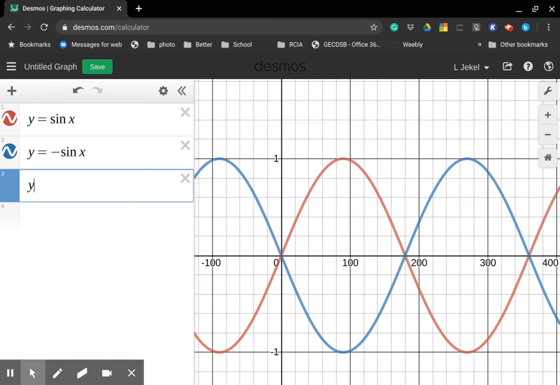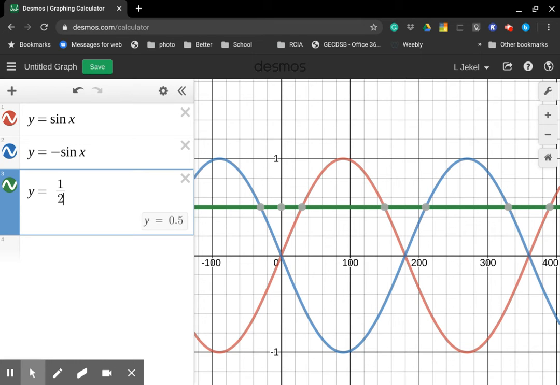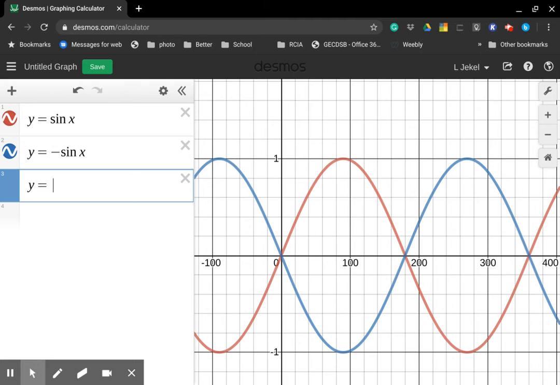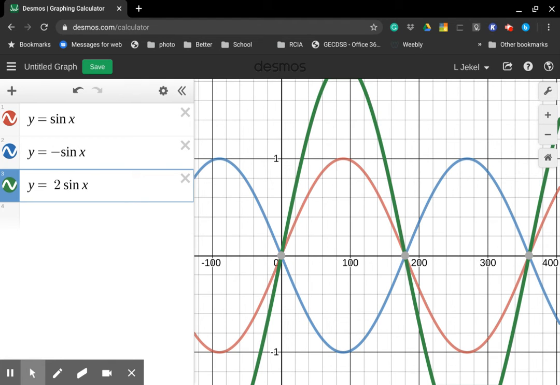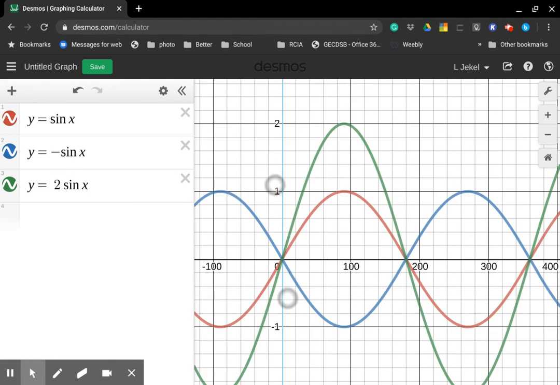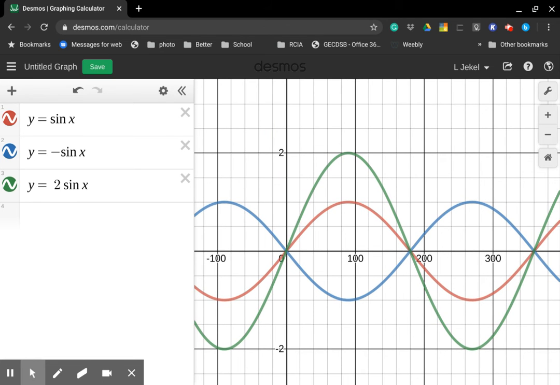Y equals 2 sine of x. To see the scale, it's off, so I'm going to pinch in on the vertical axis, and it goes on like that, okay? So I hope that helps you get started.